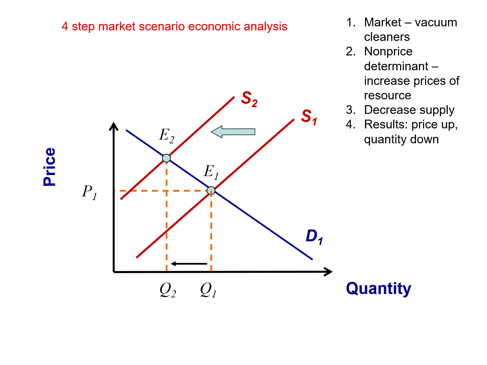If you deduced that the motors are a resource, an input, a factor of production, and that the increase in the price of a factor of production ultimately decreased supply, you were correct. So first, the market for vacuum cleaners. Second, increase in the price of a resource. Third, decrease in supply, a leftward shift in the supply curve, S1 to S2. At the new equilibrium E2, price in the market for vacuum cleaners increased, equilibrium quantity decreased.